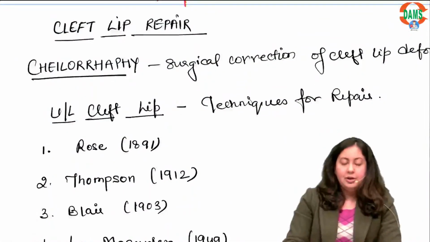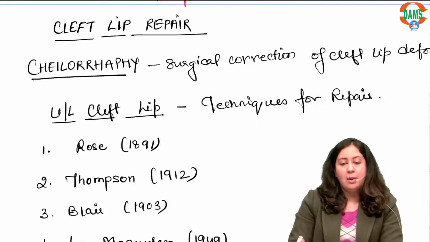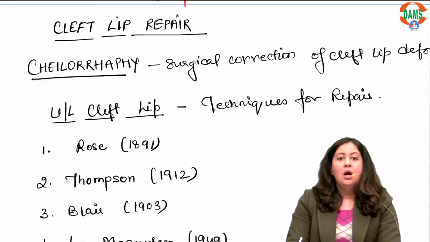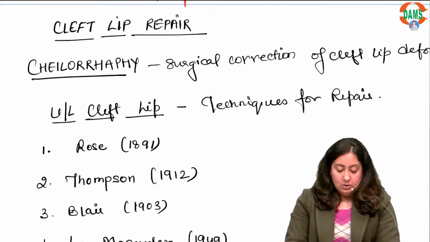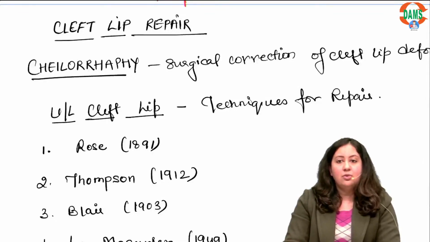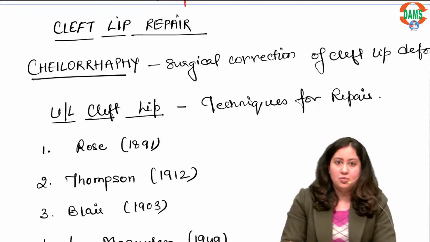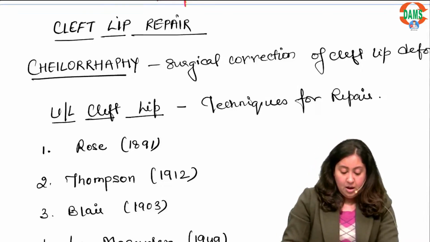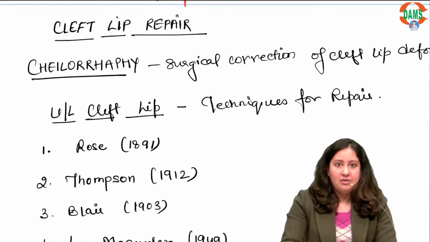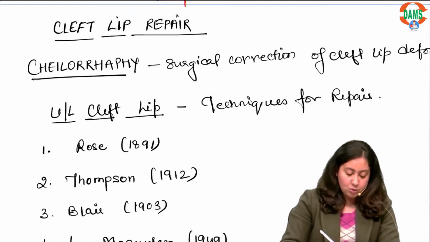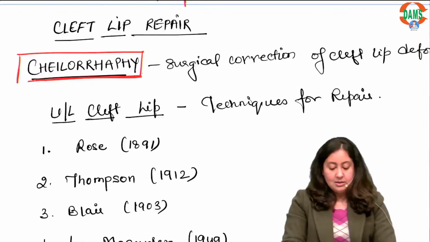Now we will come to the repair of cleft lip first, followed by cleft palate. But my request to you is, you don't need to go into the details of the techniques. You just need to remember the names. Nothing more is going to be asked from here. All right, so first we'll start with cleft lip repair. The surgical correction of cleft lip deformity is known as cheiloplasty, the term used for cleft lip repair.